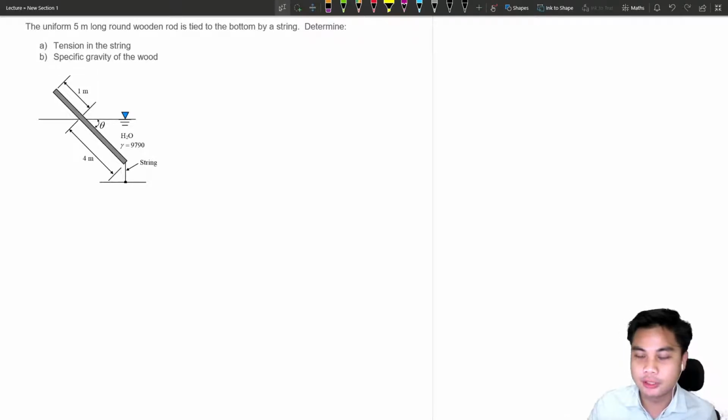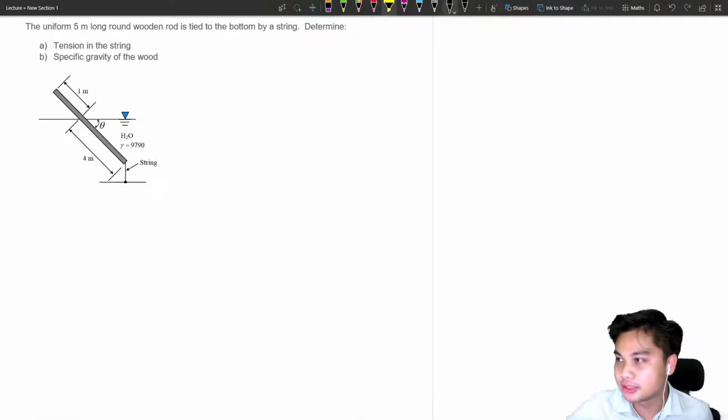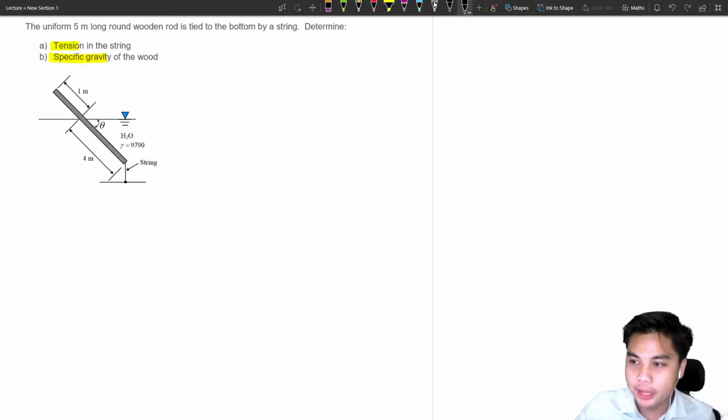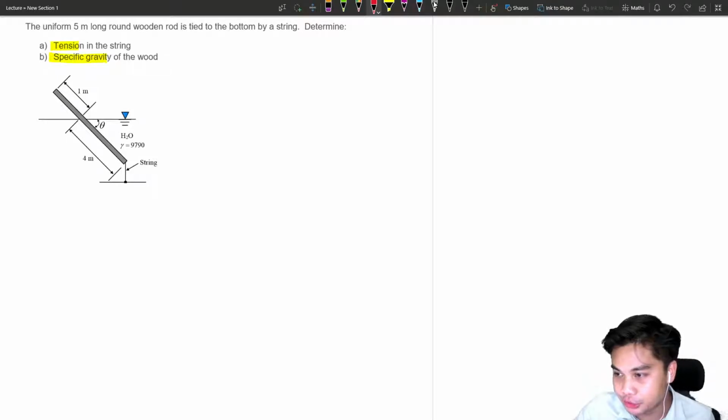Alright, first we need to understand the concept. What does the question ask? The tension as well as the specific gravity. So from here, we need to draw the free body diagram. The string will have the tension, T, downward. And then we have the weight of the block, which acts at the center of this wooden rod.